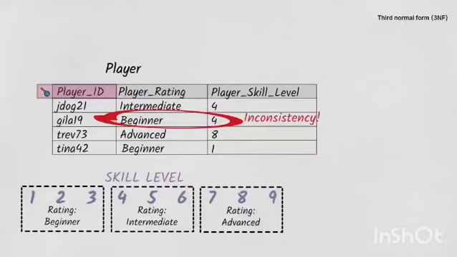How did the design allow this to happen? Second normal form didn't flag up any problems. There's no attribute here that depends only partially on the primary key. As a matter of fact, the primary key doesn't have any parts. It's just a single attribute. And both player rating and player skill level are dependent on it. But in what way are they dependent on it?